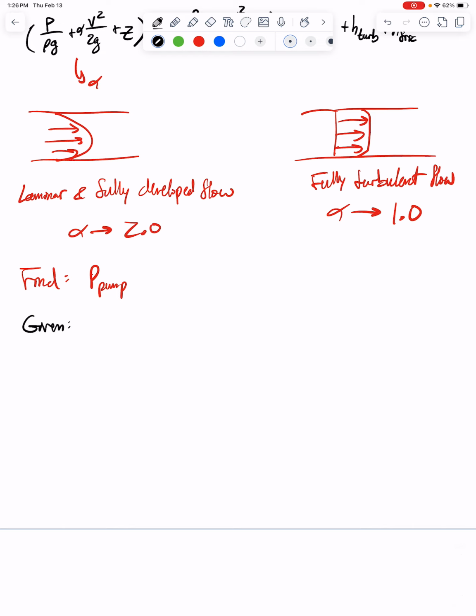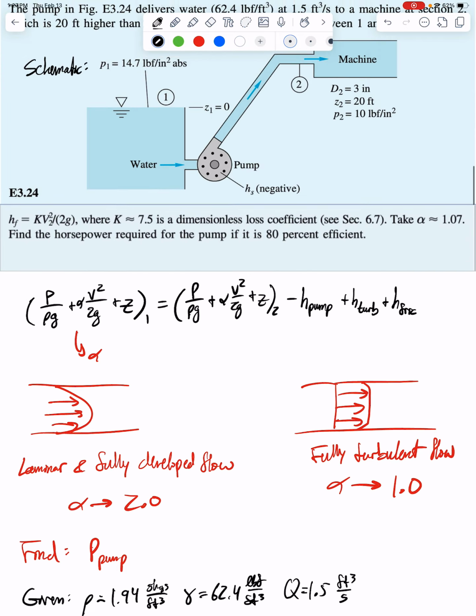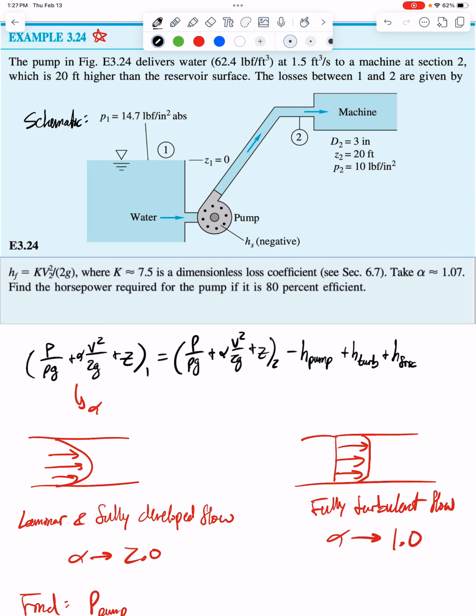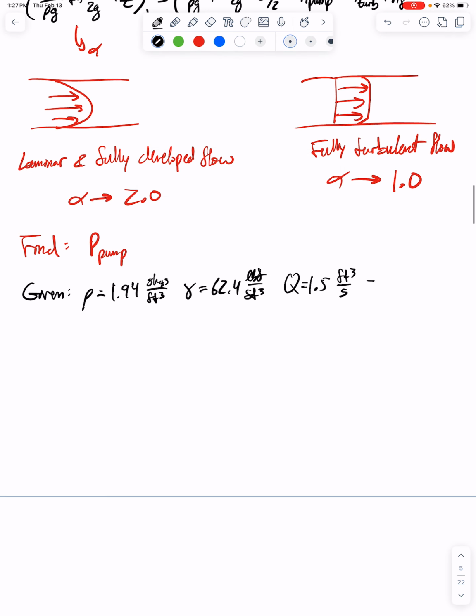So we're working with water, so density is 1.94 slugs per cubic feet, which also implies that your specific weight is going to be 62.4 pound force per cubic feet. Given the volumetric flow rate is 1.5 cubic feet per second. We're also assigned the Z1, which is where the reservoir surface is located, is equal to 0. That's going to be our datum. Which also means that Z2, which is the machine, we're told that's 20 feet higher than Z1. Therefore, Z2 is 20 feet.